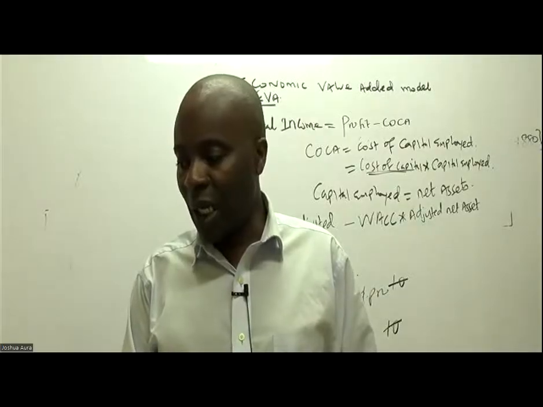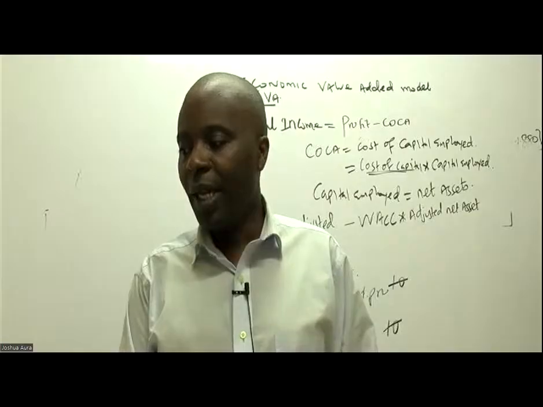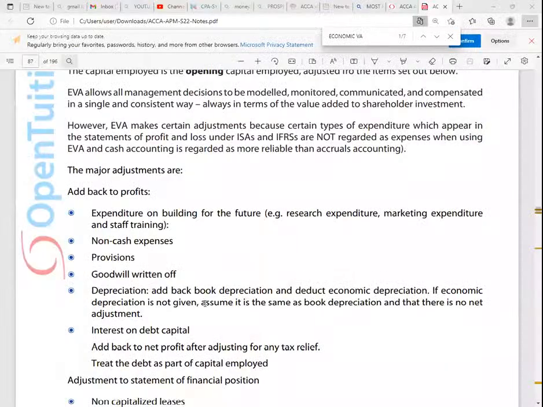We don't pass any adjustment, and that is what this examiner is telling you here. This is what this examiner is telling you, that depreciation, add back book depreciation and deduct economic depreciation. If economic depreciation is not given, assume it is the same as book depreciation and there is no net adjustment.